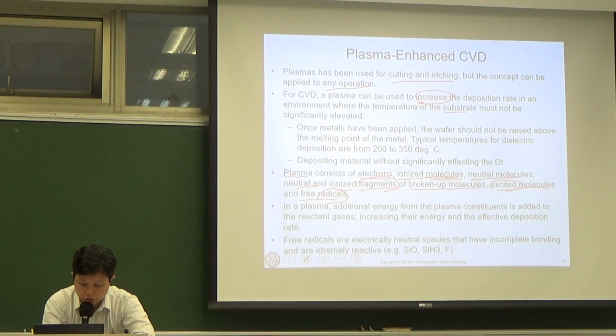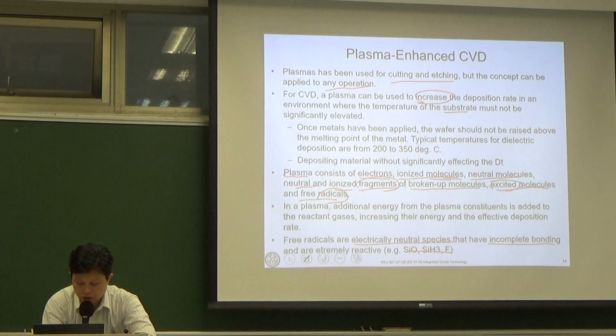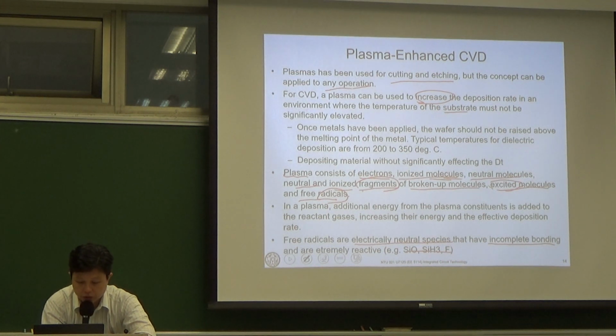So what are free radicals? Okay, free radicals are electrically neutral species. They have incomplete bonding and are extremely reactive, like these molecules here. They become very reactive because usually they have higher energy.